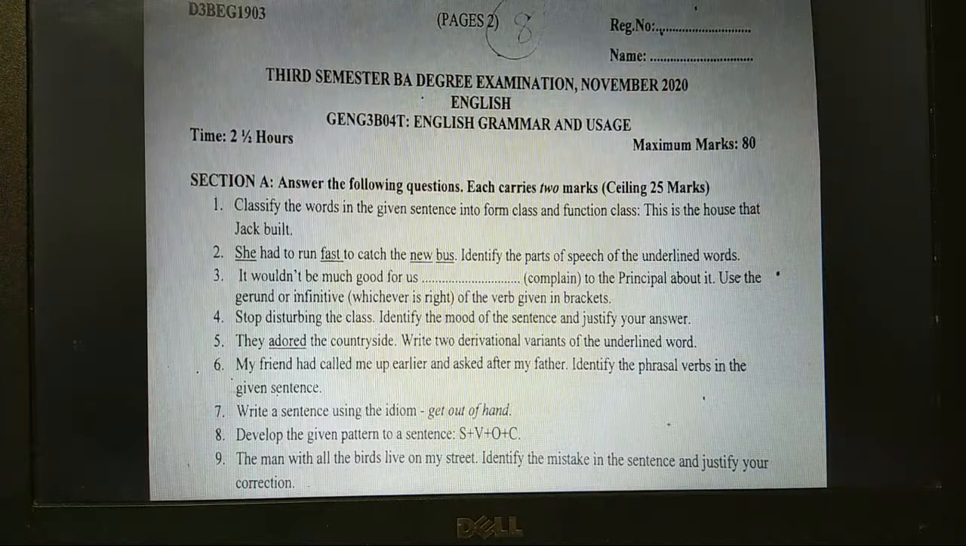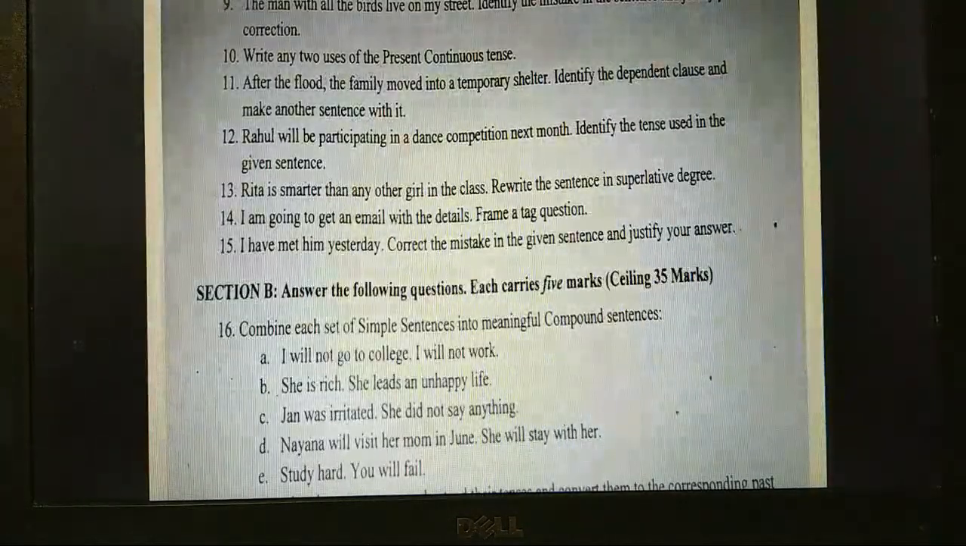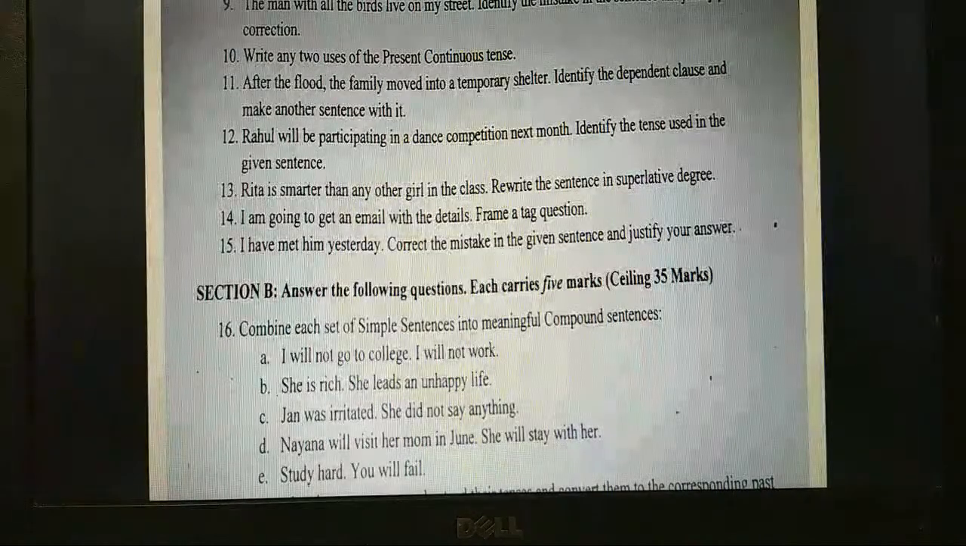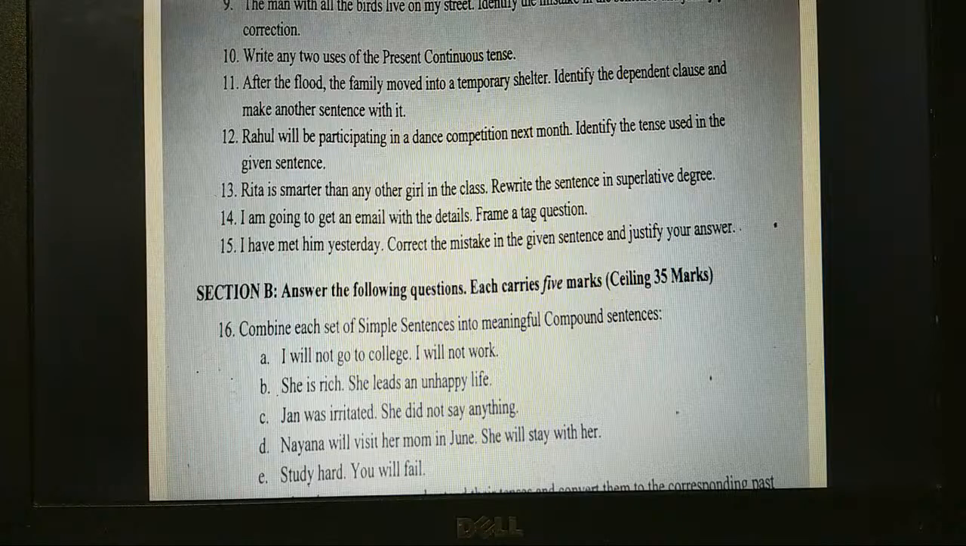Now we move on to the 10th question. I'm changing the slide. Okay, 10th question. Write any 2 uses of present continuous tense. Okay, first use, everybody knows. The present continuous is used to show the progression of an action at the time of speaking. Example, Raju is reading a book.